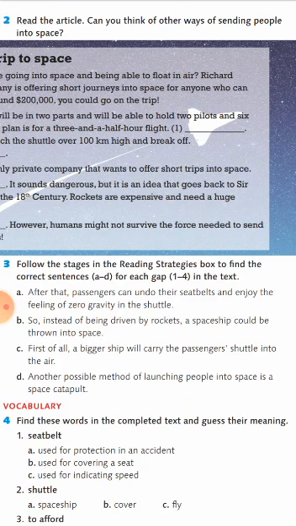Let's read them. A. After that, passengers can undo their seatbelts and enjoy the feeling of zero gravity in the shuttle. B. So, instead of being driven by rockets, a spaceship could be thrown into space. So this is the idea. C. First of all, a bigger ship will carry the passenger shuttle into the air. D. Another possible method of launching people into space is a space catapult.